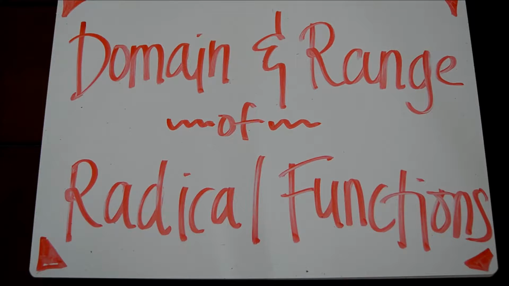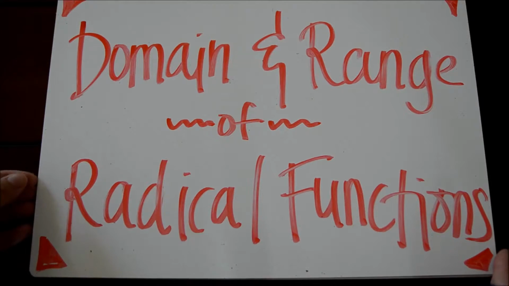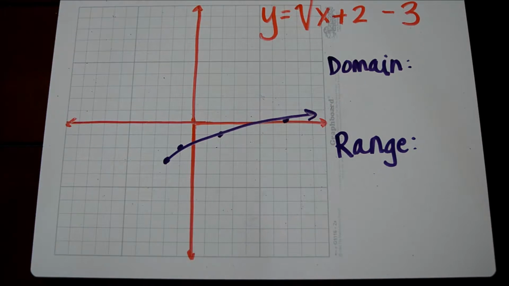Today our lesson is on domain and range of radical functions. Let's take a look at our first example. Here we have the graph of y equals the square root of x plus 2 minus 3. Domain represents our x values and range represents our y values.